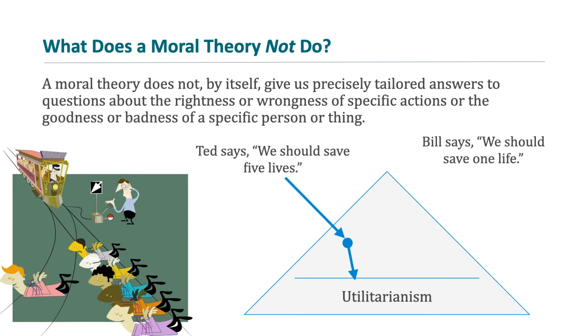Well, Bill disagrees with Ted and says, no, we should save 1 life. Now, if you ask Bill, why should you save 1 life? Bill still wants to argue like a utilitarian, but he reasons in a different way. Bill says, maybe in this scenario, it looks like we should flip the switch and let 5 lives live over 1. But think about the precedent that we're setting when we do such a thing.